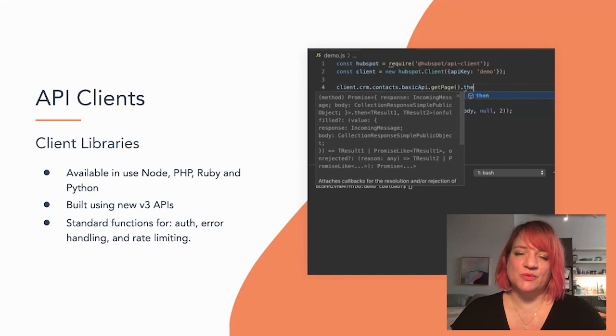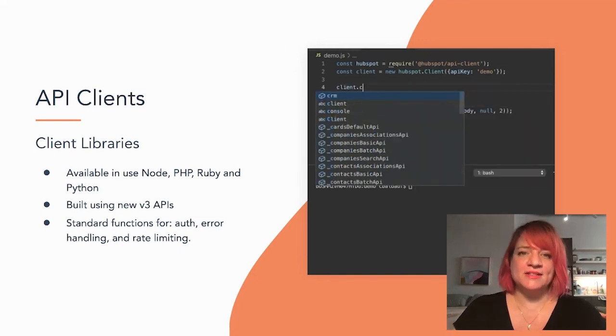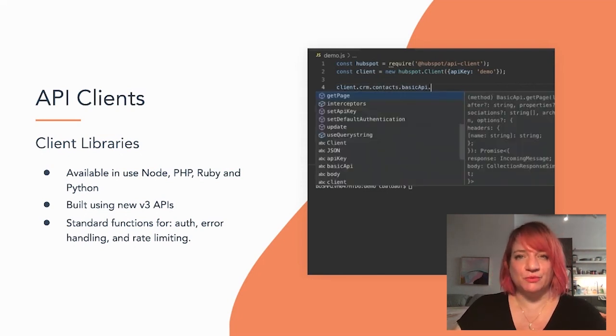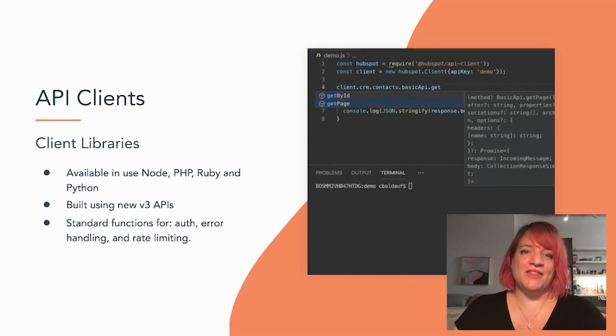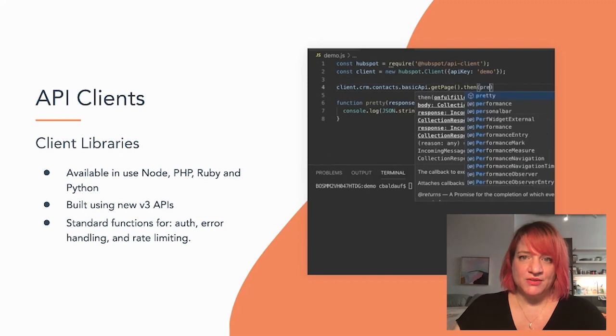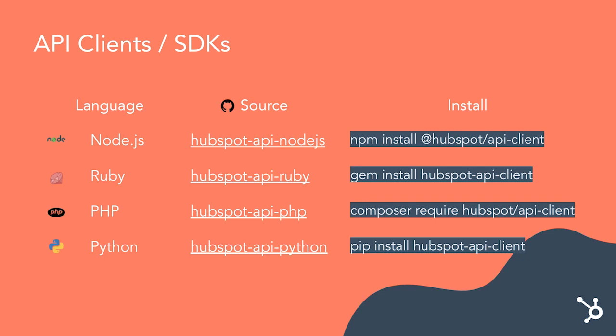And we are excited that we've rolled out API clients for all of our V3 APIs. Right now, they are available for use in Node, PHP, and we've recently rolled out Python. They have standard functions for auth, error handling, and rate limiting. So hopefully those will help optimize your development experience as well. Here they are. We will share these. These are the quick ways to get them. We'll be sharing these slides as well afterwards, so you can quickly access them. But they are listed on our docs as well.